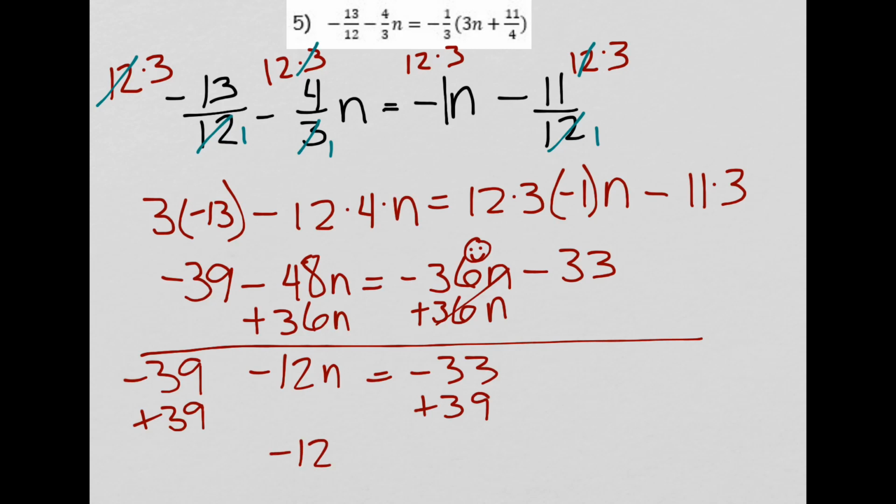So all I have is that negative 12 times something equals 6. Divide both sides by negative 12. What do you get? You get negative 6/12, or 6 divided by negative 12, or negative 1/2. And that's the answer. If you did it a different way, you came up with negative 1/2, awesome, good job.